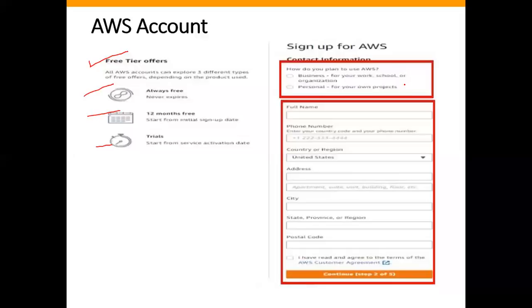For your practice purpose, guys, you are going to select a personal account. Don't select the business one. It is for business purposes. In real time, it can be used, but for your practice purpose, you need to use the personal account. Then you need to give your name, your phone number, your complete address, and then click on continue.